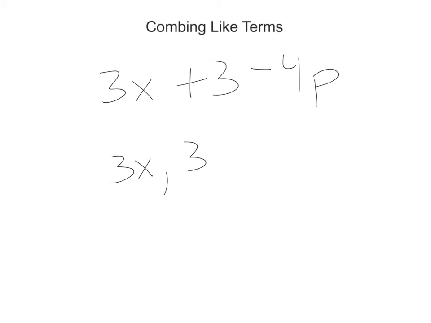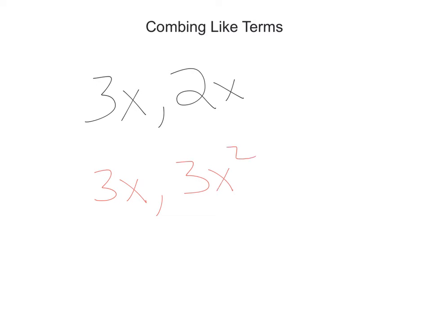Terms are combinations of numbers and variables that are separated by addition and subtraction in either an expression or in an equation. For instance, 3x plus 3 minus 4p. This has three different terms. One of them is 3x, the next one is 3, and the last one is negative 4p or 4p, depending on how you want to list it. Those are the three terms of this expression. So those are what we call terms.